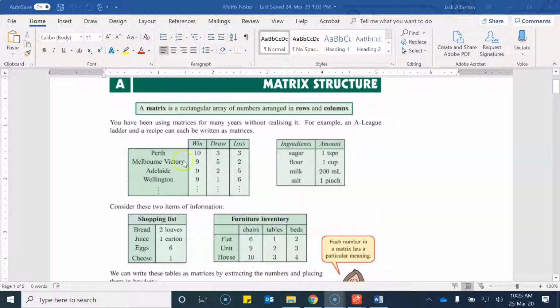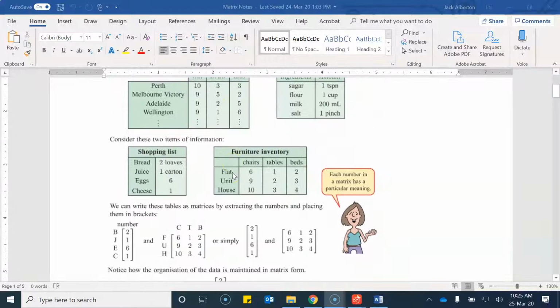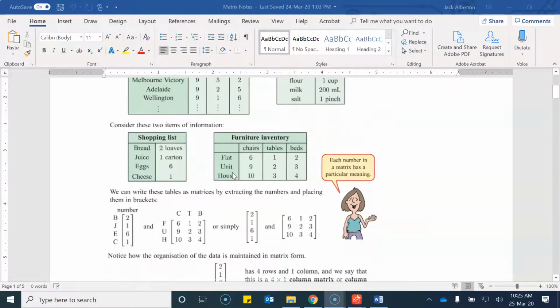So basically, the numbers within this table are the important bit which would be used in the matrix. So you can see down here, they've converted this shopping list, which you would commonly call a table, into a matrix. So basically, they've just taken the numbers and put them into a column. And this thing here is what we call a matrix.